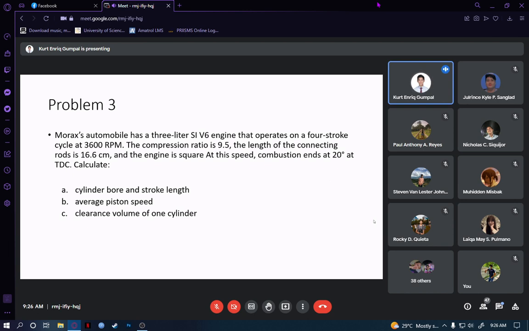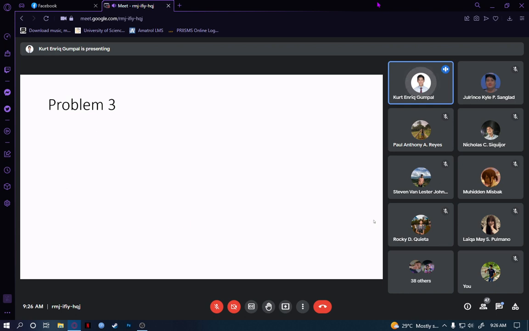Okay. So we have 3 liters as your total volume. Then you have a V6 engine, which is 6 cylinders, operating at an Otto cycle with gasoline as your fuel. It's working at a 4-stroke cycle and 3,600 RPM. The last important data we need is the 9.5 compression ratio. Okay? So what is your displacement volume?